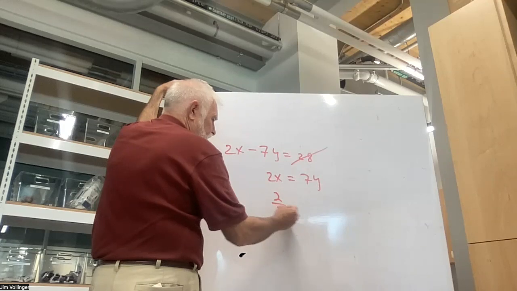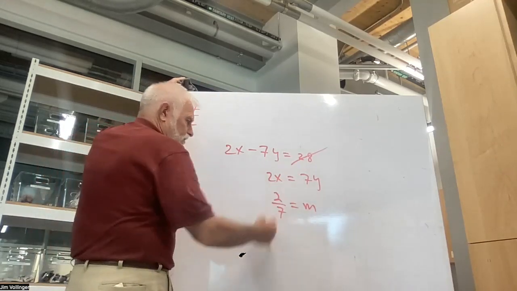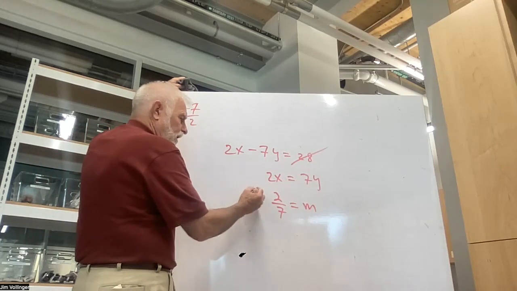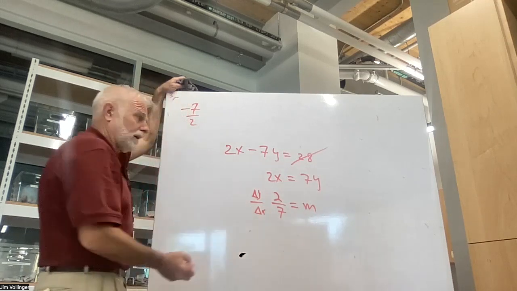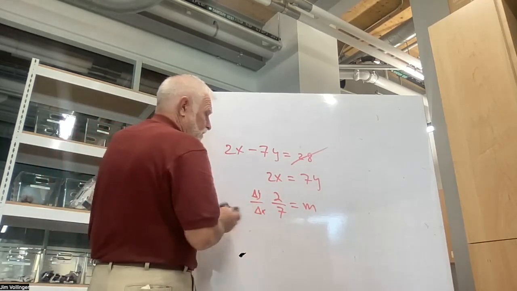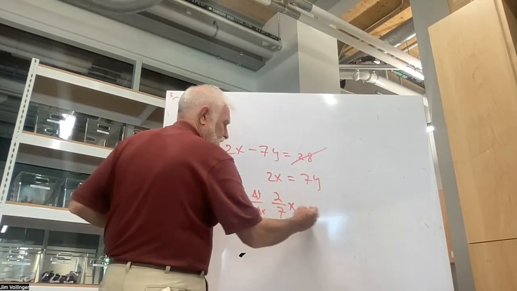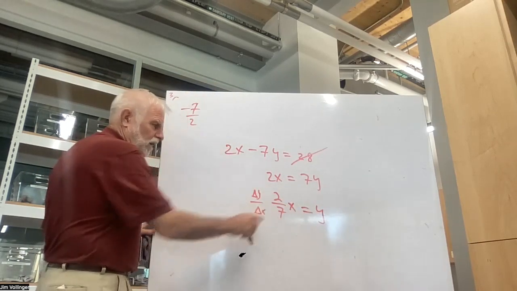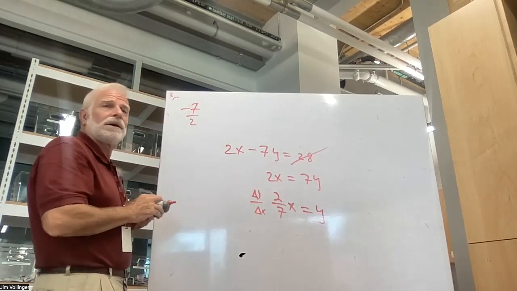So 2 over 7 is our slope in this problem, right? Change in y, change in x. Because I'm getting y alone over here, right? So let's see, 2/7 x equals y, right? There's your change in y over change in x, 2 over 7. So -7/2 is the perpendicular.